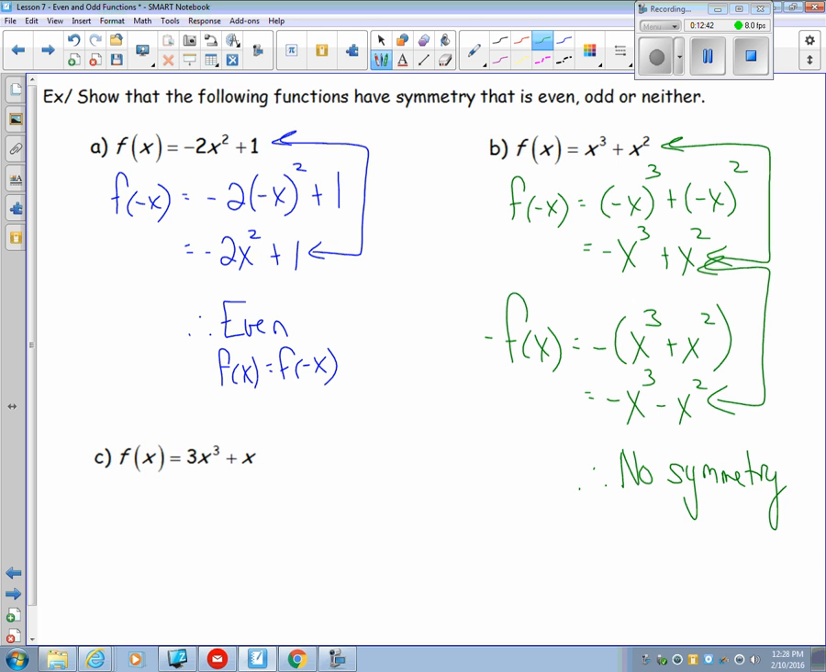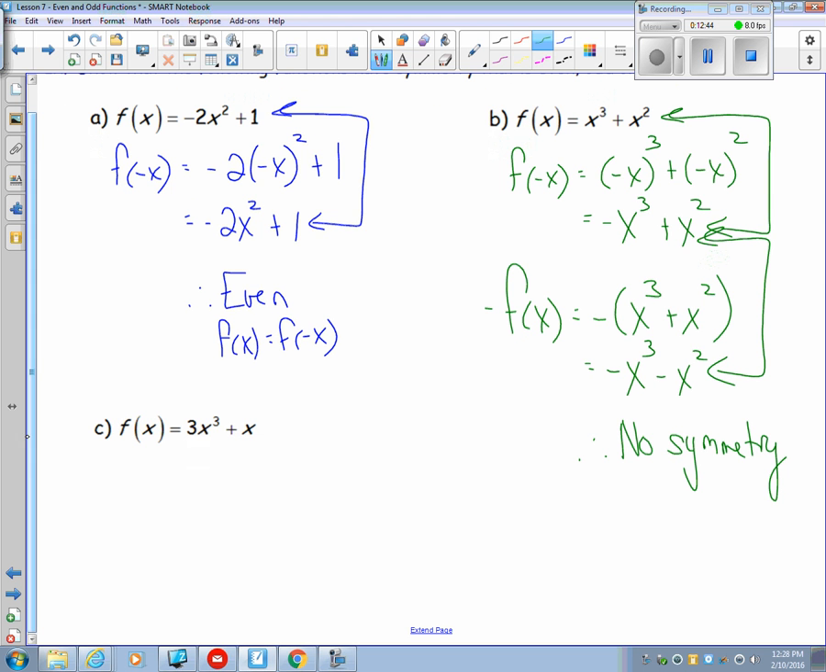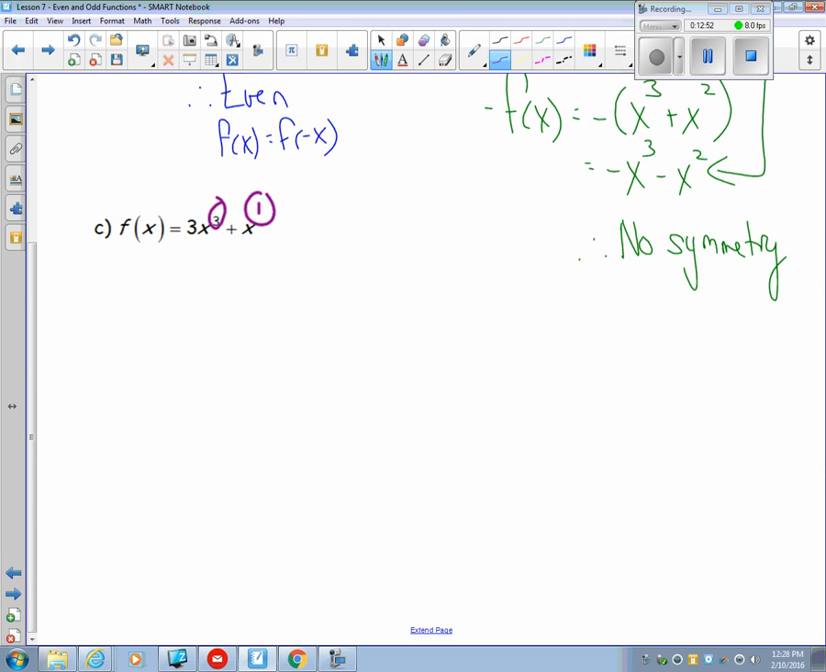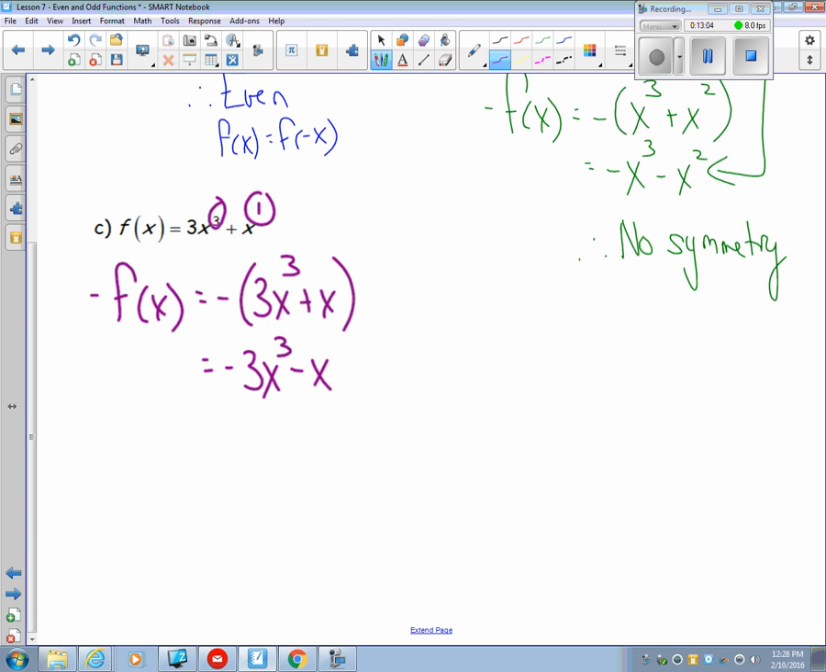Okay, last one. I see odd exponents. I can tell that right off the bat. I've got a power of 3. I've got a power of 1. I should know this is odd. Let's prove it. Odd means the negative of the function. So take the whole thing and simplify it. It should equal f at the negative x.